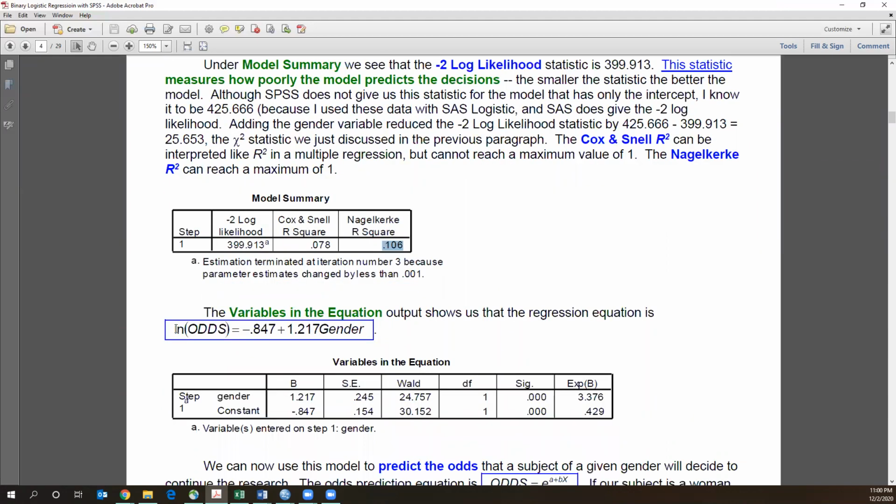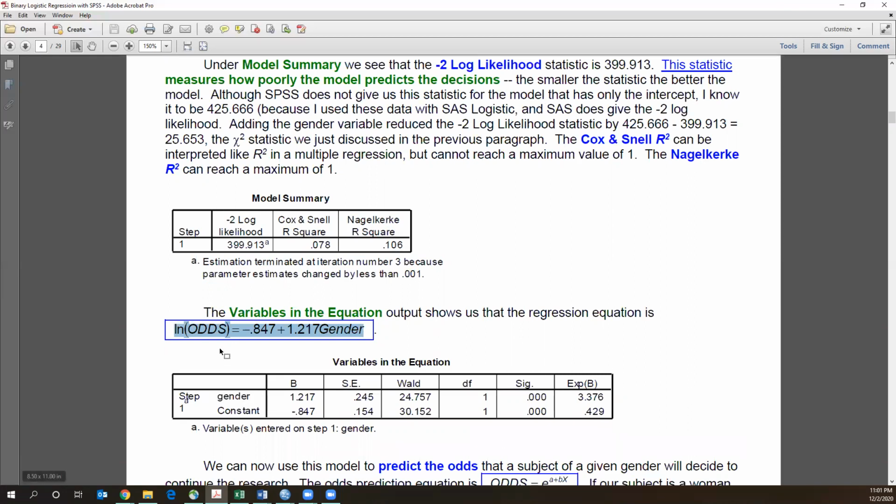Then we're going to create our odds statement, just like we did with the prediction equation in multiple regression and discriminant analysis. We're going to use the same process using our variables in our equation. So having gender now, we've added gender to our equation, right?